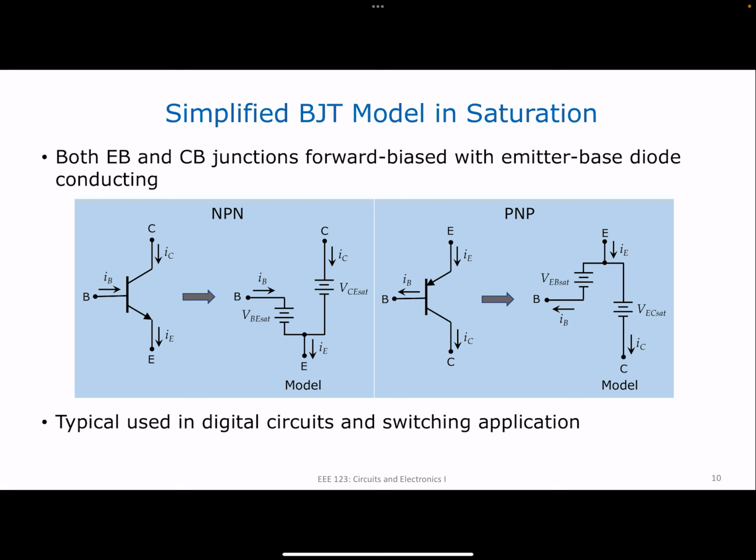And in saturation, your collector to emitter voltage will be practically constant, and that value will be VCE SAT. For your PNP, it's going to be VEC SAT. So you just reverse the subscript. So this is what happens when the emitter base and the collector base junctions are forward biased with the emitter base diode conducting. The simplified model is really just two constant voltage drops, one from the base to emitter and the other from the collector to the emitter.